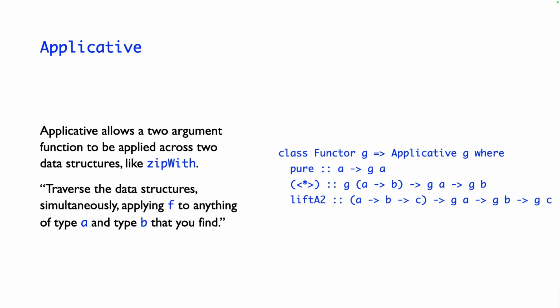Okay, so obviously, because I've talked about this generalizing zip with, we can think of writing an instance of applicative for lists. But what else can we do? Oh, and by the way, applicative builds on functor. So we only look at applicative type functions G, which are already functors.